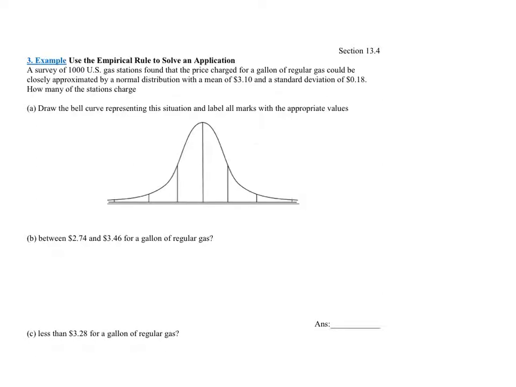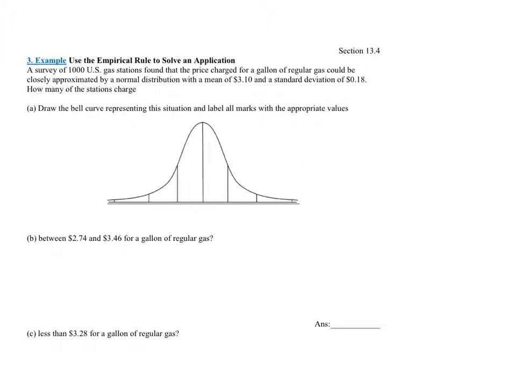Right, so let's look at an actual example. It says a survey of 1,000 U.S. gas stations found that the price charged for a gallon of regular gas could be closely approximated by a normal distribution with a mean of $3.10 and a standard deviation of 18 cents. Okay, this is not in the book like this.